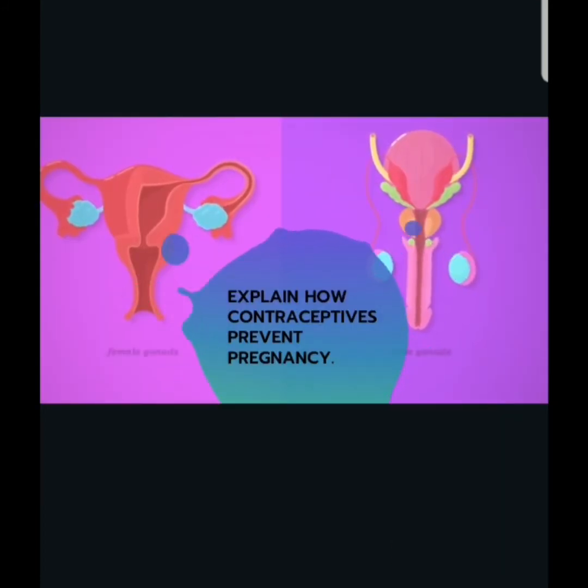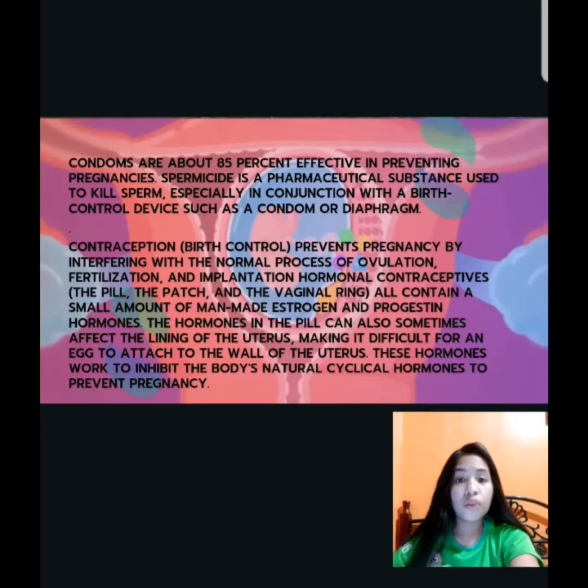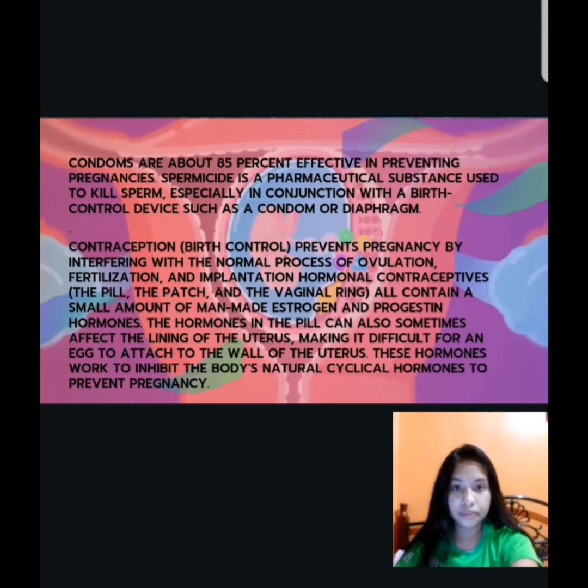Explain how contraceptives prevent pregnancy. A woman cannot get pregnant if she doesn't ovulate because there is no egg to be fertilized. Condoms are about 85% effective in preventing pregnancies. Spermicide is a pharmaceutical substance used to kill sperm, especially in conjunction with a birth control device such as a condom or diaphragm.